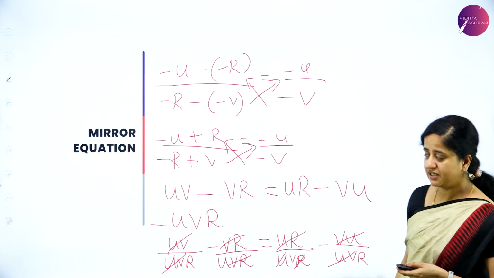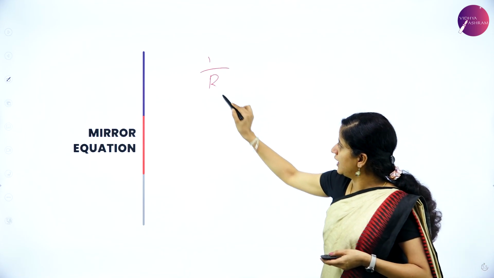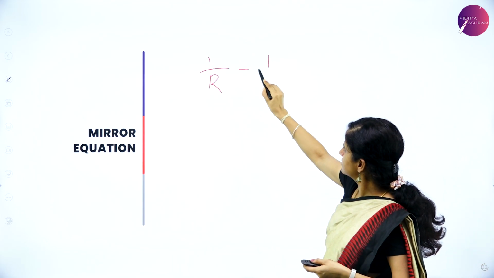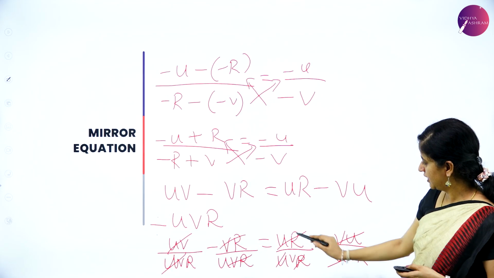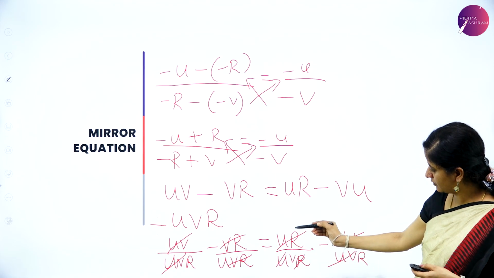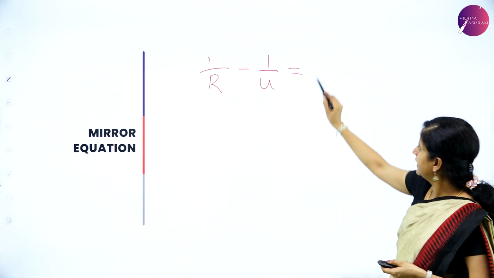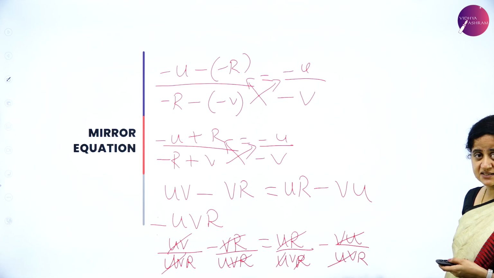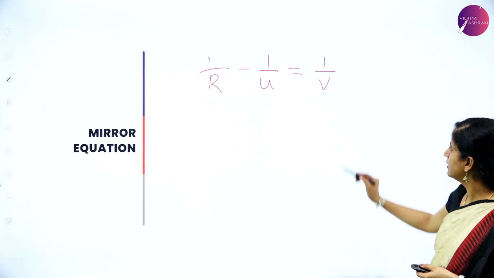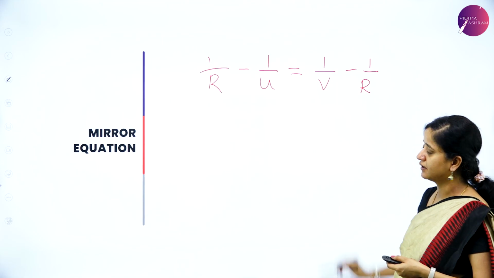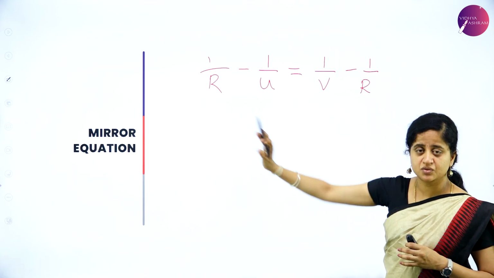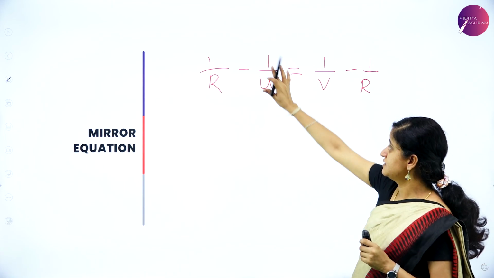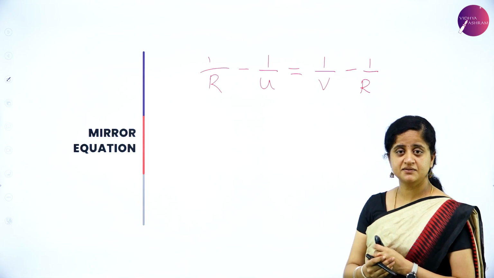So, here we remain with 1 divided by R minus 1 divided by U. So, we get minus 1 by U is equal to, here UR gets cancelled, so I remain with 1 divided by V. So, I will get 1 by V again minus, here UV gets cancelled and I remain with 1 divided by R. So, it is minus 1 divided by R. So, let us bring all R terms to one side. So, this minus 1 by R when it goes to the other side becomes plus 1 by R, and this minus 1 by U when it gets transposed becomes plus 1 by U.